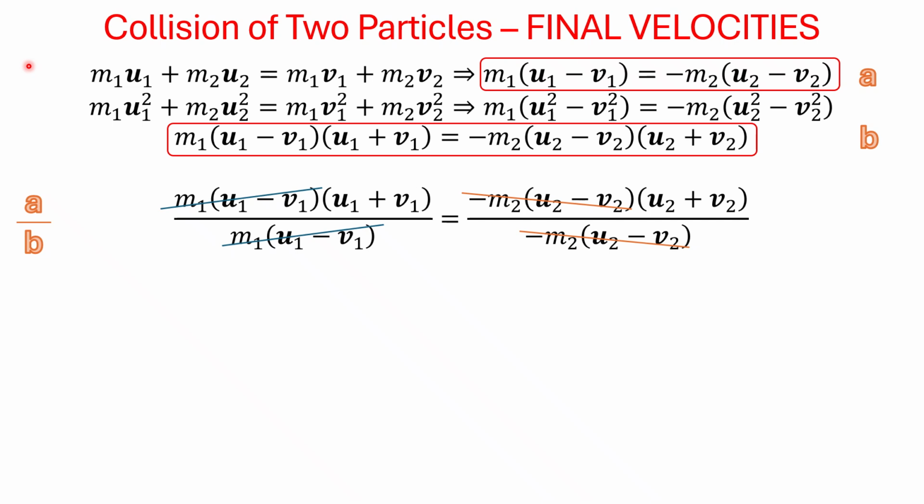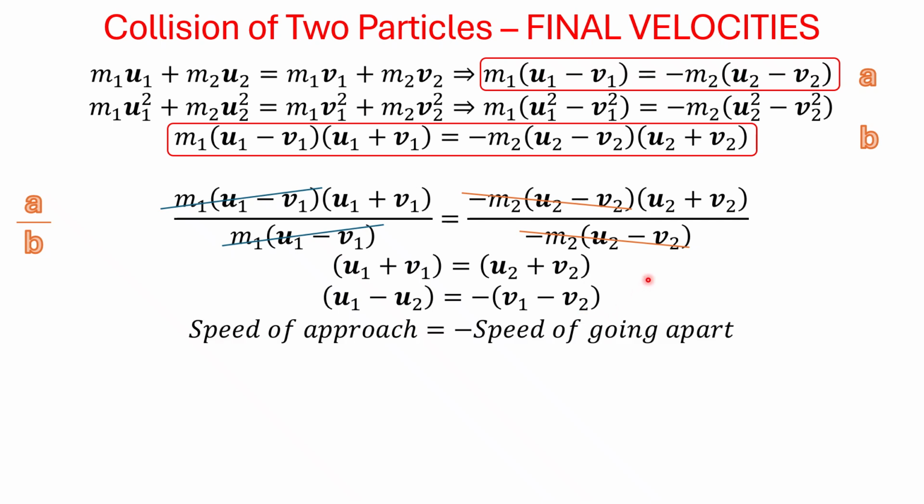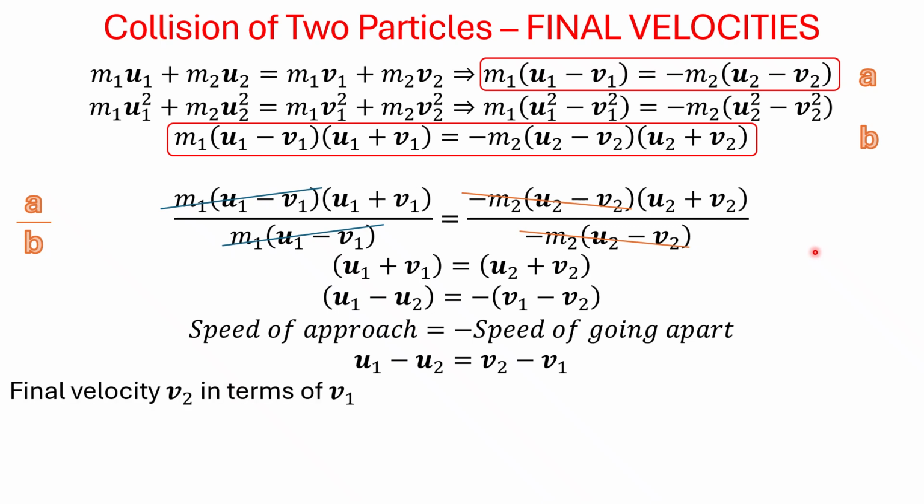wherein you can eliminate some common part in the numerator and denominator and conclude u1 plus v1 is equal to u2 plus v2, and u1 minus u2 is equal to minus times v1 minus v2. So difference of velocities before collision is equal to minus times difference of velocities after collision. Direction is opposite. Speed of approach is equal to minus times speed of receding away or going apart. So u1 minus u2 is equal to v1 minus v2 in simplified version.